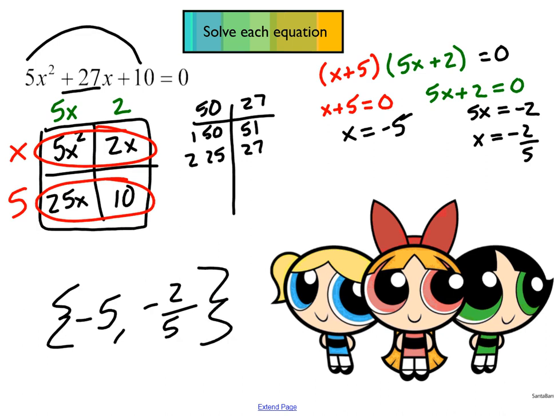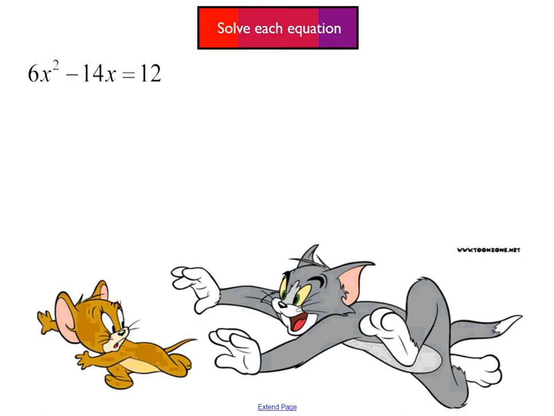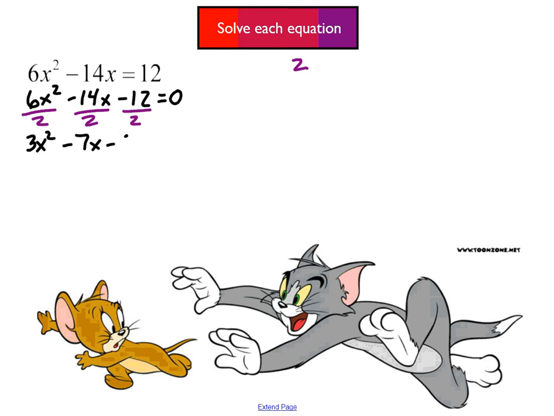Let's look at our next example. Once again, I do not have this equation equal to 0, so I need to make that happen. So I'm going to subtract 12 on both sides. So I have 6x squared minus 14x minus 12 equals 0. Now I need to check for a GCF, which in this case I do have. All of these can be divided by 2. And because I did that, part of my final answer is going to have a 2. So I'm going to go ahead and write that up there. So I have 3x squared minus 7x minus 6 equals 0.